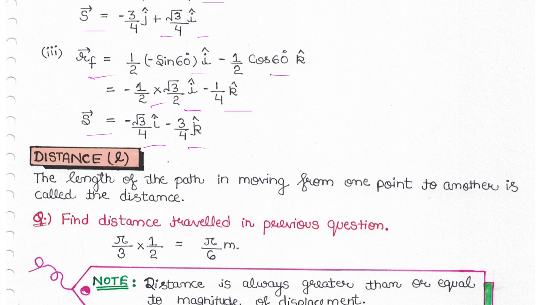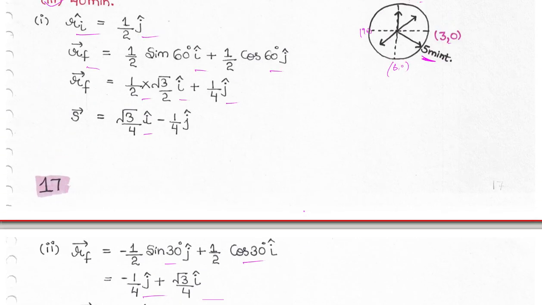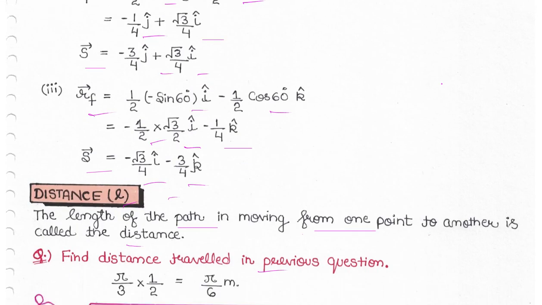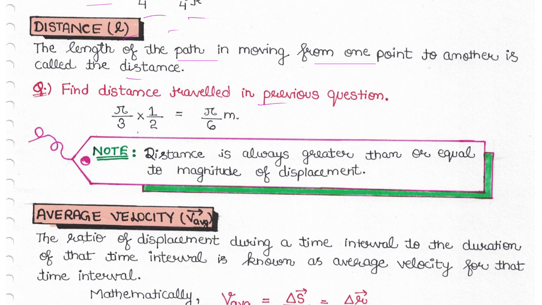Now what is distance? The length of the path in moving from one point to another is called the distance, and it is denoted by L. Now find the distance traveled in previous question. From figure we can easily find that pi by 3 into half is equal to pi by 6 meter. Note, distance is always greater than or equal to magnitude of displacement.